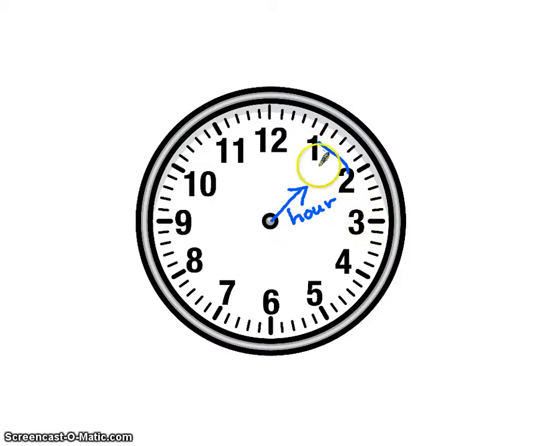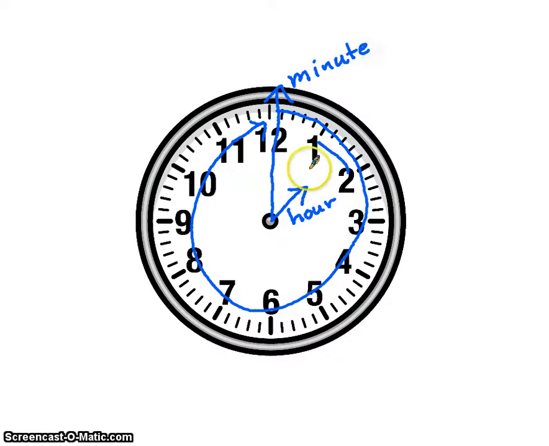Our minute hand, on the other hand, to make the full hour, has to go all the way around the clock. It has to go a long way. So our minute hand is going to be our long hand. It's going to be the longer one. So the hour hand is shorter, and it only has to go the little distance. The minute hand is the long one, and it has to go a long distance to do the hour. So if you can remember that, it'll help you remember which is which.